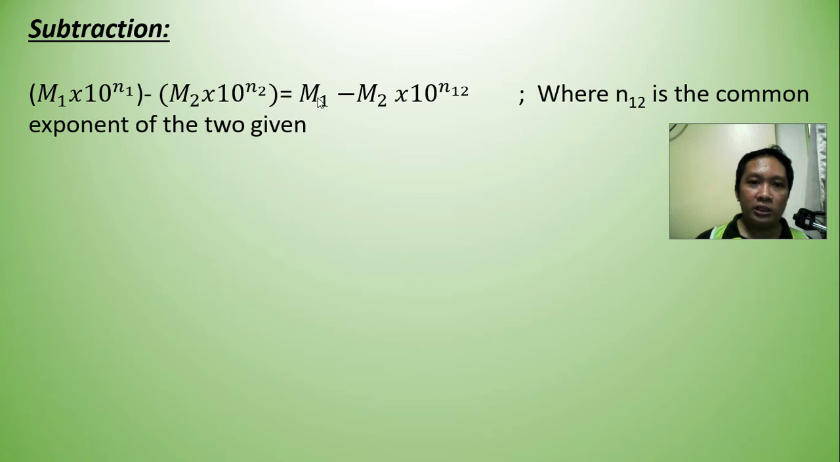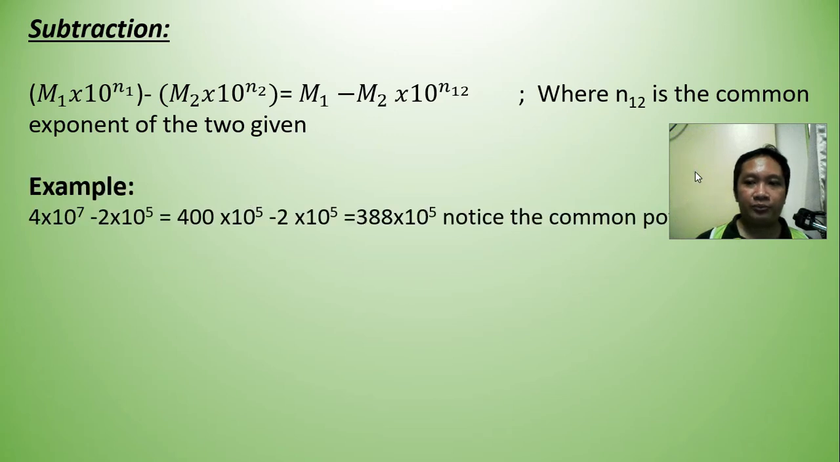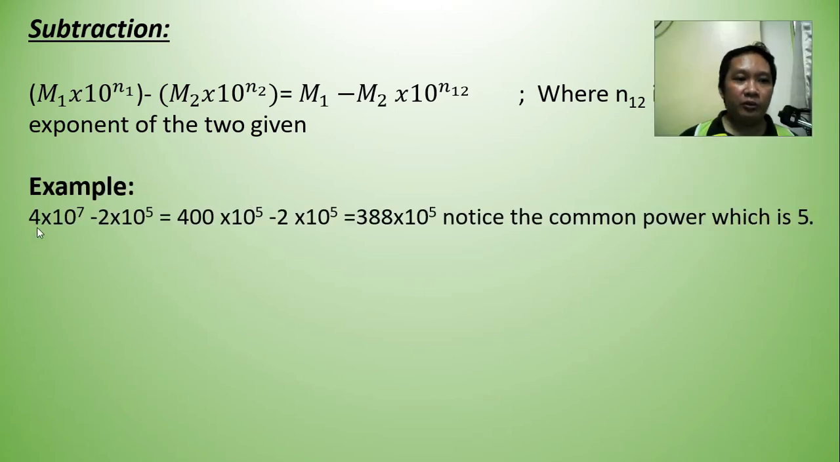So we can subtract the m's, copy the common base and the common n, where n12 in this case is the common exponent of the two given. Okay. So say for example, we have 4 times 10 to the power of 7 minus 2 times 10 to the power of 5. So you will notice here that we can maneuver or manipulate this in such a way that it will have an exponent 5. That's the only way for us to combine if they have common power.